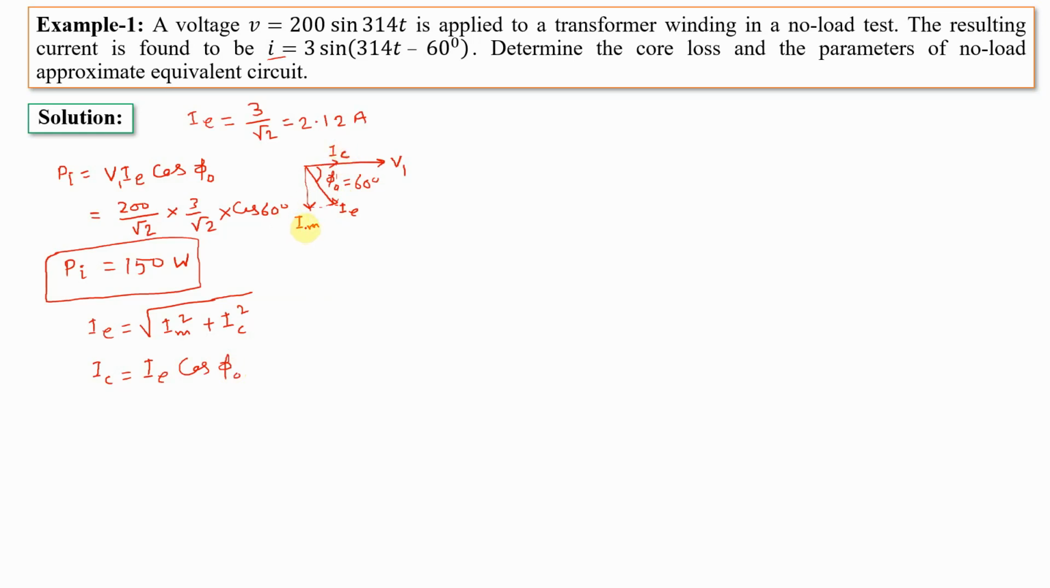So here the core loss component of the transformer will be IE cos 60 degrees, where the value of IE is 3 by root 2 that we have calculated, and cos 60 degrees is 1 by 2. After solving this, the core loss component will be 1.06 ampere.